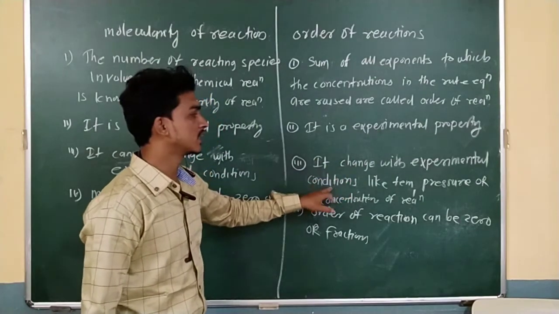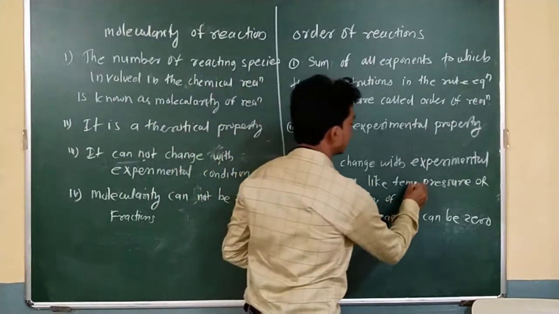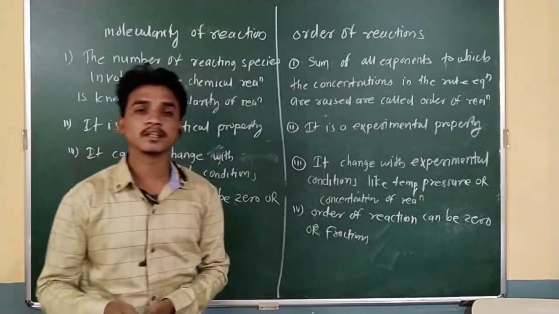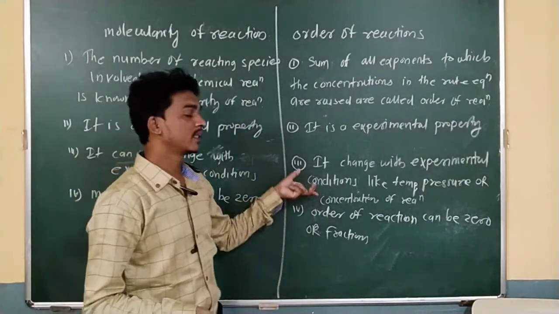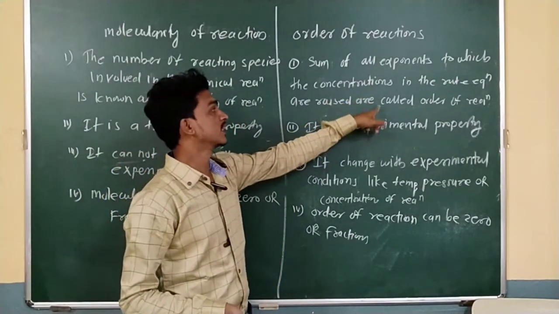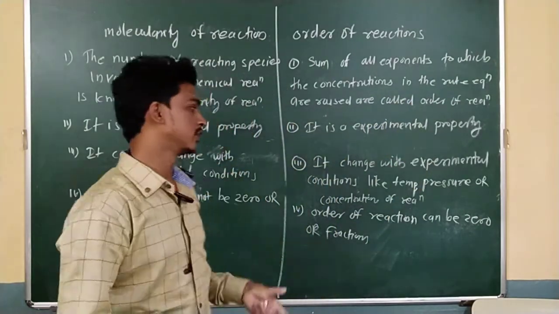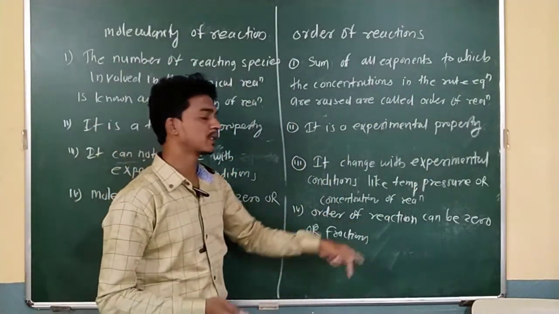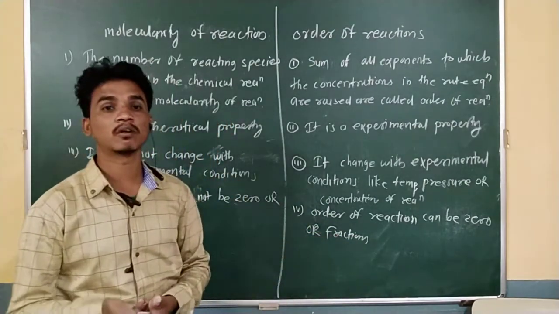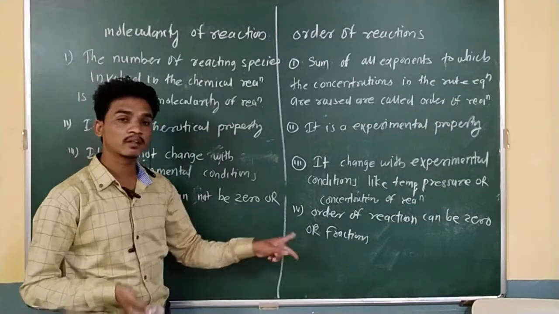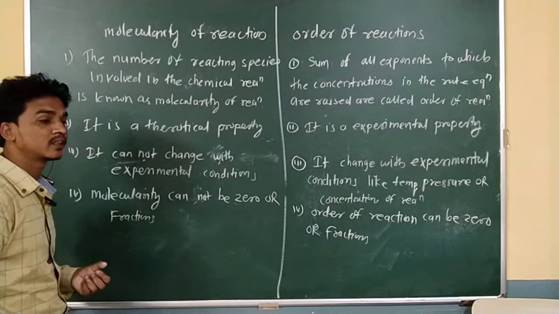What does experimental property mean? If you change the experimental conditions, like increasing the temperature, then the rate of reaction also increases. Rate of reaction increasing means the rate equation may change, which means the order of reaction is also changed. So the order of reaction can be zero or fractions. This is the fourth difference between molecularity and order of reactions.